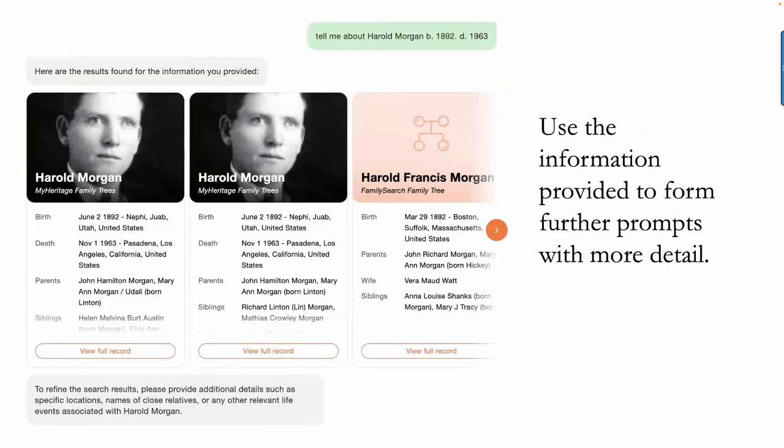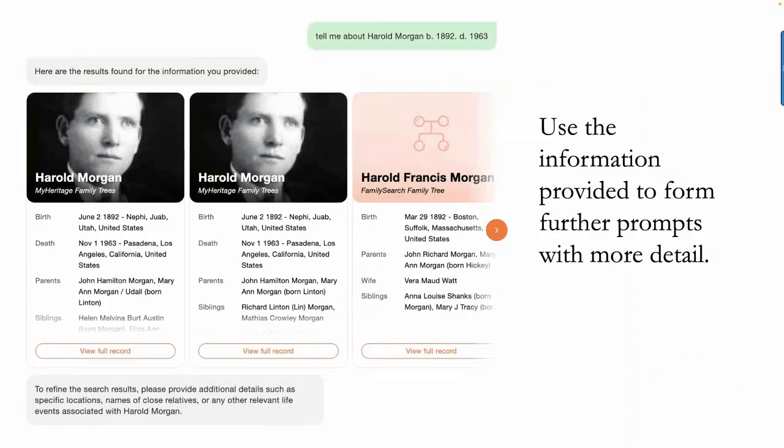So the response was this, and in fact, it gave me quite a bit of response of records that I would find useful. But it also said, and what came down at the bottom of the screen here is, to refine the search results, provide additional details such as locations, names of close relatives, or other relevant life events associated with.